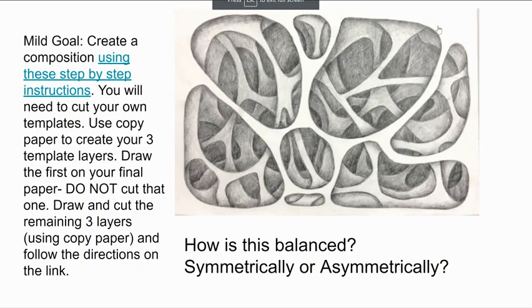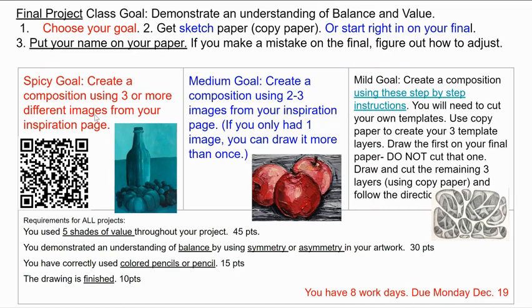All right, one more thing. This is what's going to be on Canvas. This is also going to be up on the screen while you're working. So the overall class goal is to demonstrate an understanding of value and balance. You're going to choose your goal first, your individual goal. So that's these 3 that I just went over. You could get sketch paper, which is copy paper, or once you've chosen your goal, you could start right in on the final. You'll put your name on your paper, whether it's the sketch paper or the final paper.